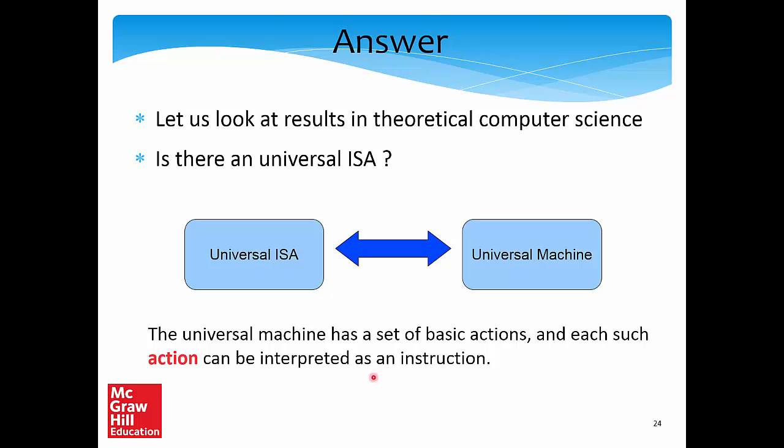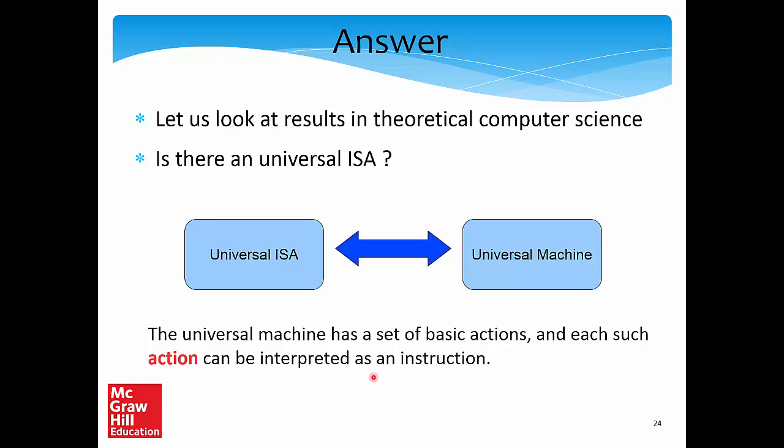So, what we want is a universal ISA. A universal ISA is an ISA which can implement all programs known to mankind. This is the same as implementing a universal machine, where a machine and a processor are being used synonymously. The universal machine has a set of basic actions, and each such basic action can be interpreted as an instruction, so they are more or less the same thing.